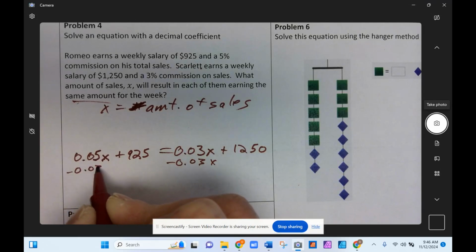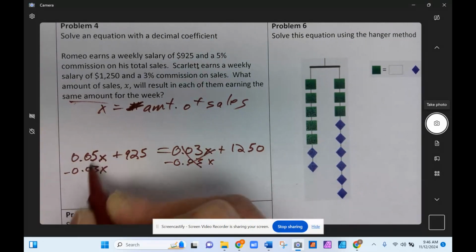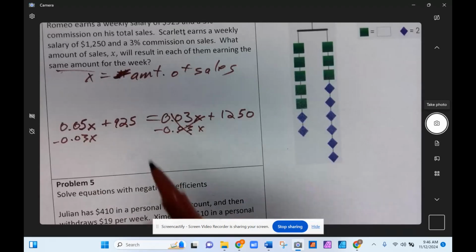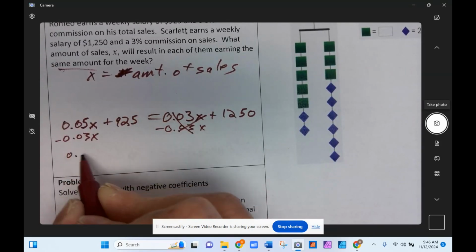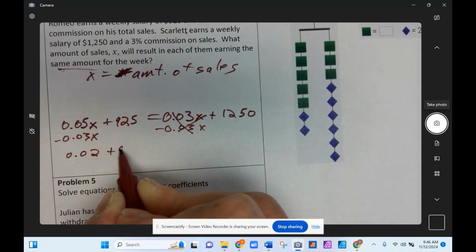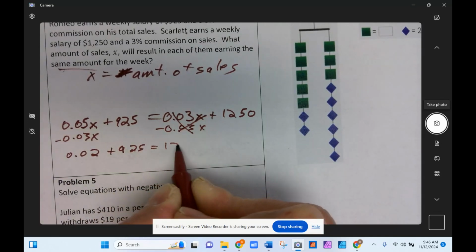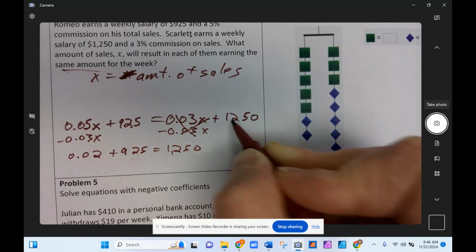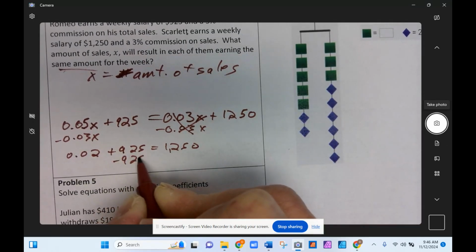I'm going to subtract this 0.03x over here because it's positive. So I take it away from this side. I'm going to combine like terms. I do not combine it with that 9.25 because this doesn't have an x. So this is 0.02x plus 9.25 equals 12.50. Okay, I subtract that 9.25 over here.